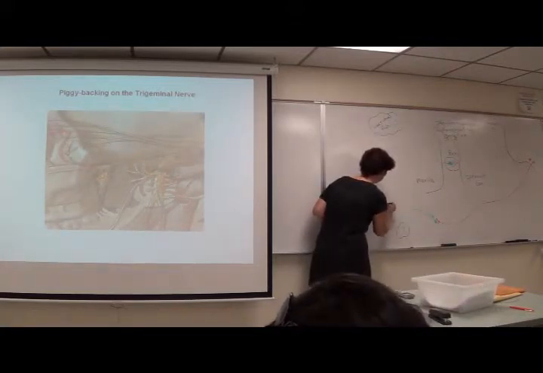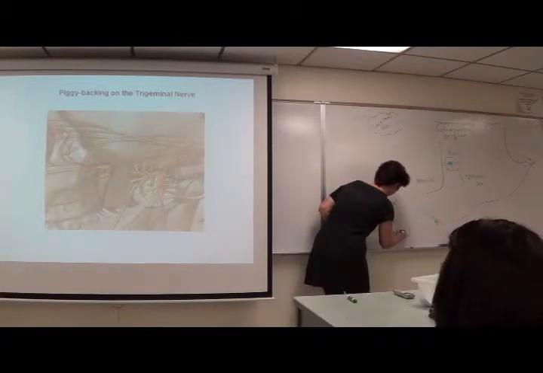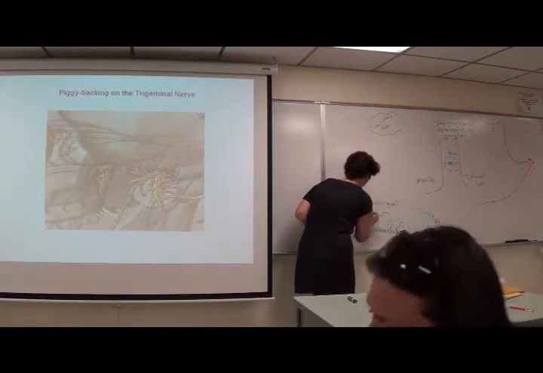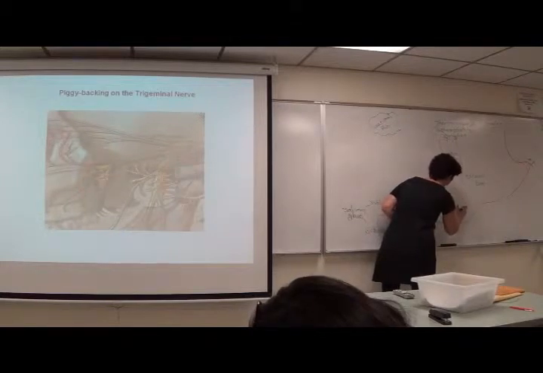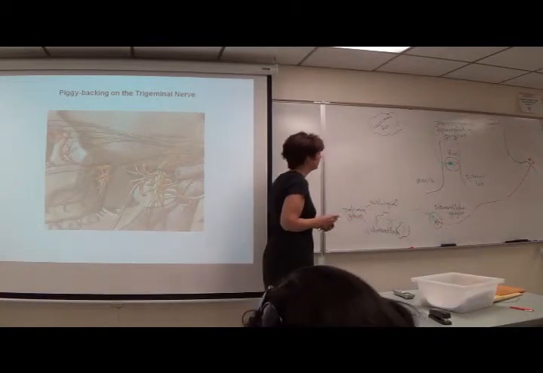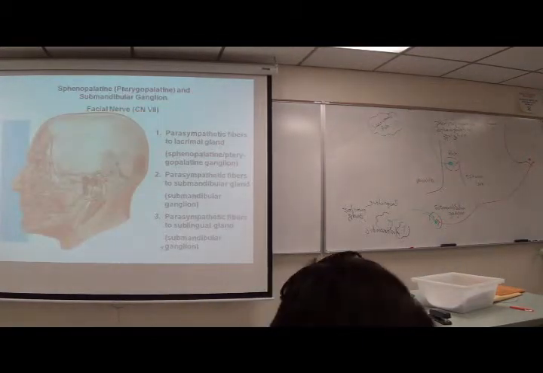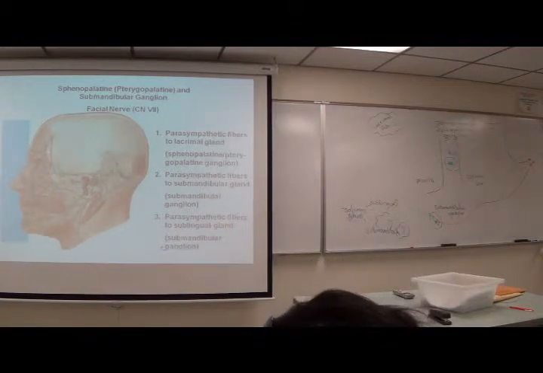Actually, this first one is sublingual. This is known as the submandibular ganglion. Okay, the facial nerve has two ganglia. So here is the pterygopalatine, and down here is the submandibular. Again, these are excitatory in the sense that it's going to cause the lacrimal gland to release tears and the salivary glands to release saliva.